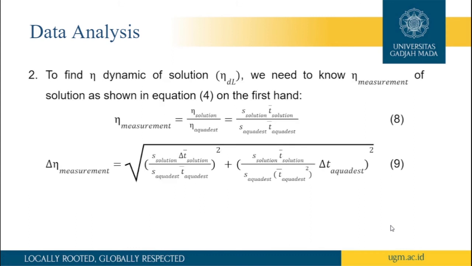To find the viscosity or eta dynamic of solution, or eta dl, we need to know the viscosity measurement of the solution as shown in equation number 4 before, or on the first hand, equation number 8. So the eta, or the viscosity of the measurements, is equal to the density of the solutions times the average flow time of the solutions, divided by the density of the aqueous times the average flow time of the aqueous. And the uncertainty or the error of the eta measurements can be found with equation number 9.